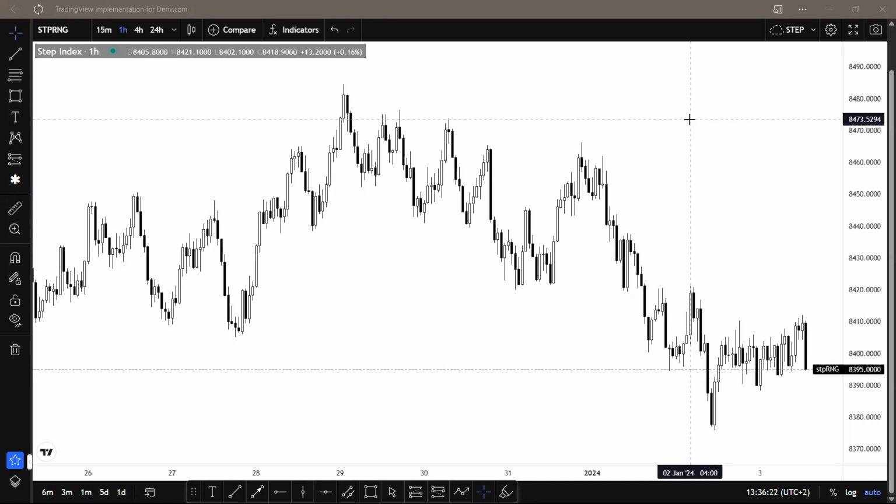So in this video, I have step index. It is very rare that I trade step index, but whenever I do trade this, the results are pretty much great, like the other indexes. So I hope that by the end of this video, you're going to have the confidence to go and analyze and trade this on your own, guys. So let's get right into the video.